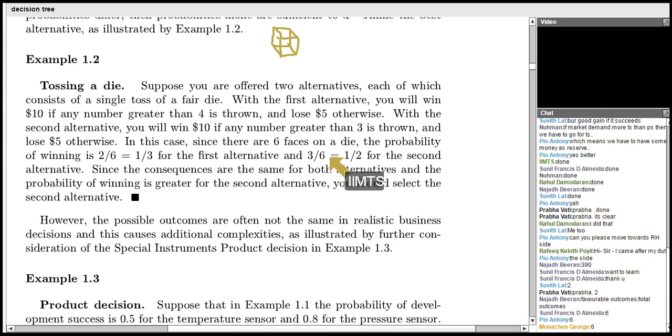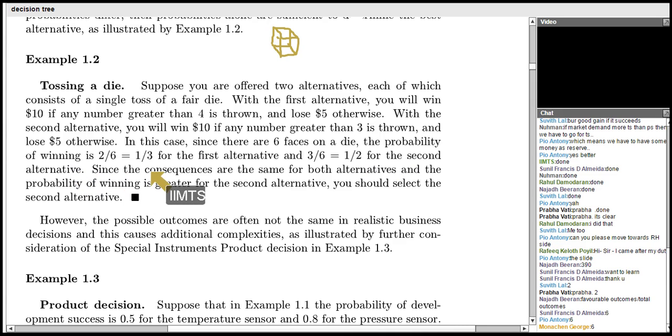Now for the second alternative, they say if you throw any number greater than 3. So how many possibilities do we have? We have 6 possibilities in total. But what is our expected outcome? What do we expect? We expect 3, because numbers greater than 3 can be 4, 5, and 6. So we have 3 expected outcomes, and the total number of outcomes is 6. So we have a 1/2 probability for the second alternative.